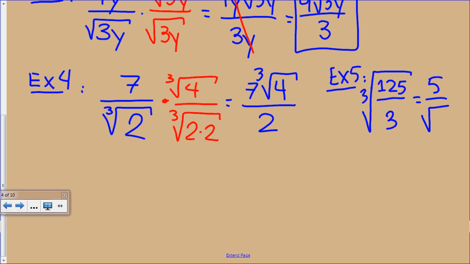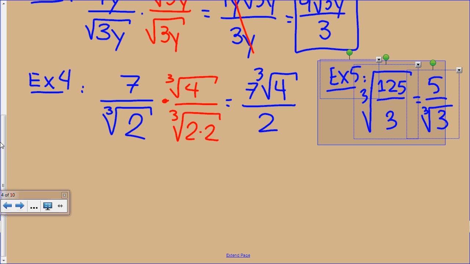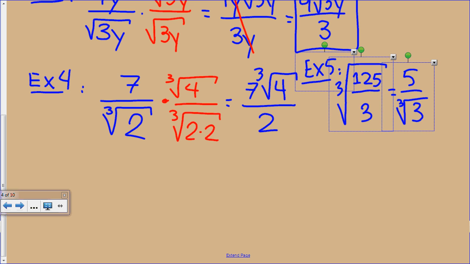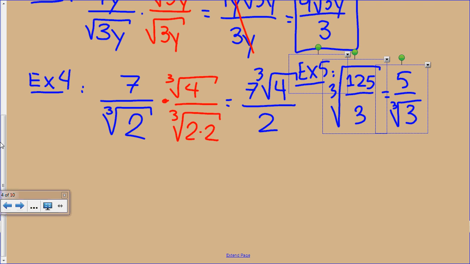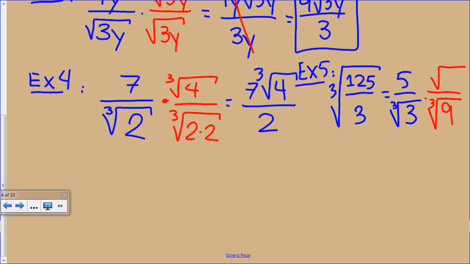Do we know the cube root of 3? How many of those do we need? So how many do we have right now? 1. How many more do we need? 2. Okay? That's right. Are you guys comfortable with me writing that? Cool. And the cube root of 3 times 3 times 3 is just 3. Look at the 5 and the 3. Do they cancel?